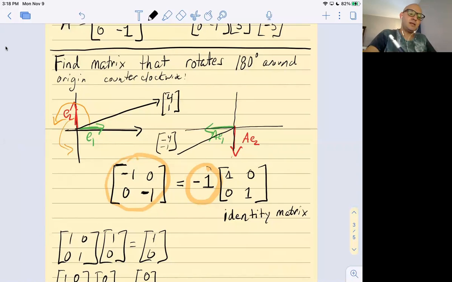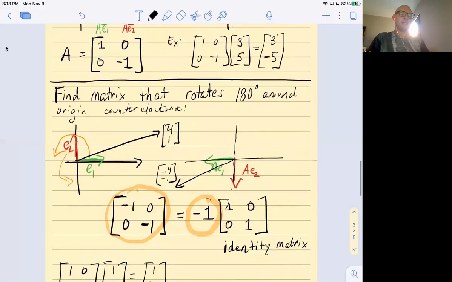So basically, when you rotate something 180 degrees, is it surprising that it's the same as just multiplying the entire vector by -1? You're just pointing in the opposite direction. That's all we're doing. It's just a fancy way of doing that.